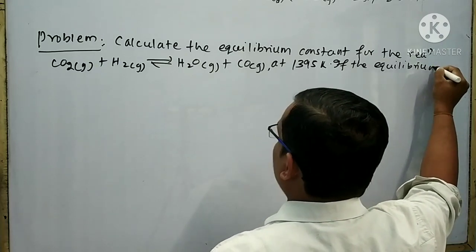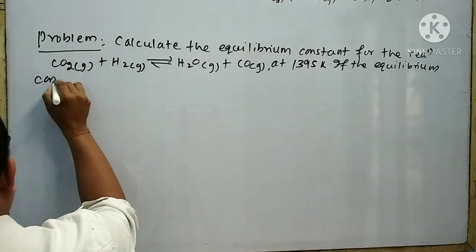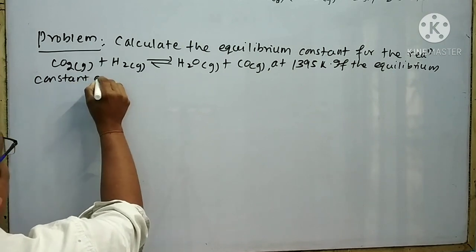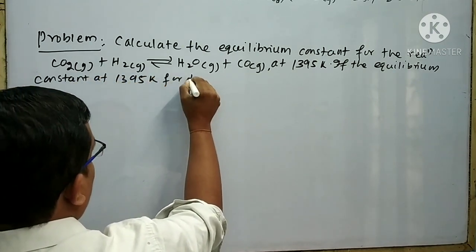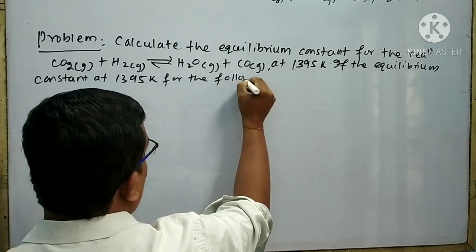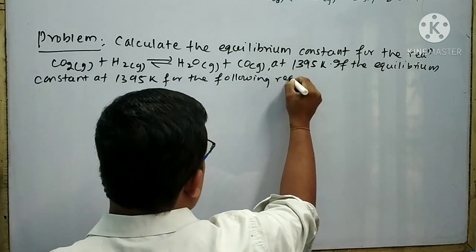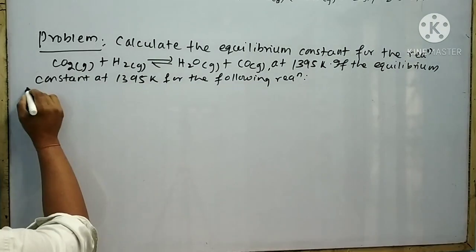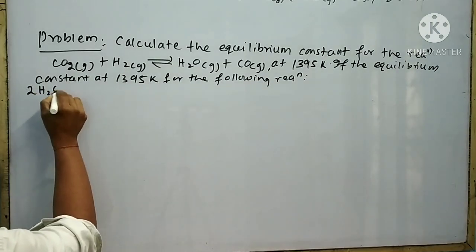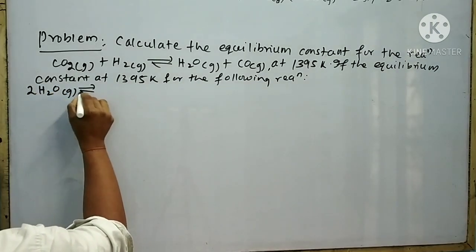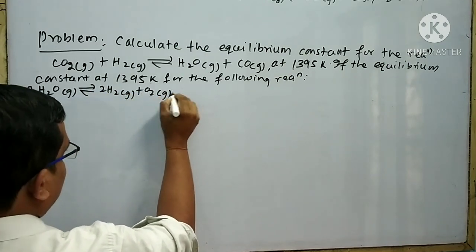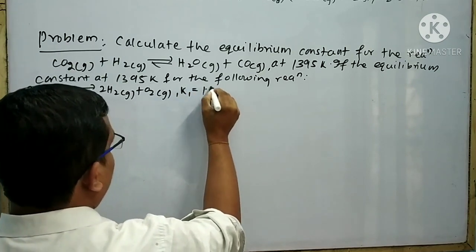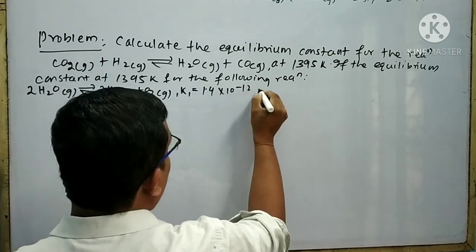If the equilibrium constant at 1395 Kelvin for the following reactions is given: the first reaction is 2H2O gas gives 2H2 gas plus O2 gas, K1 equal to 1.4 into 10 to the minus 12.